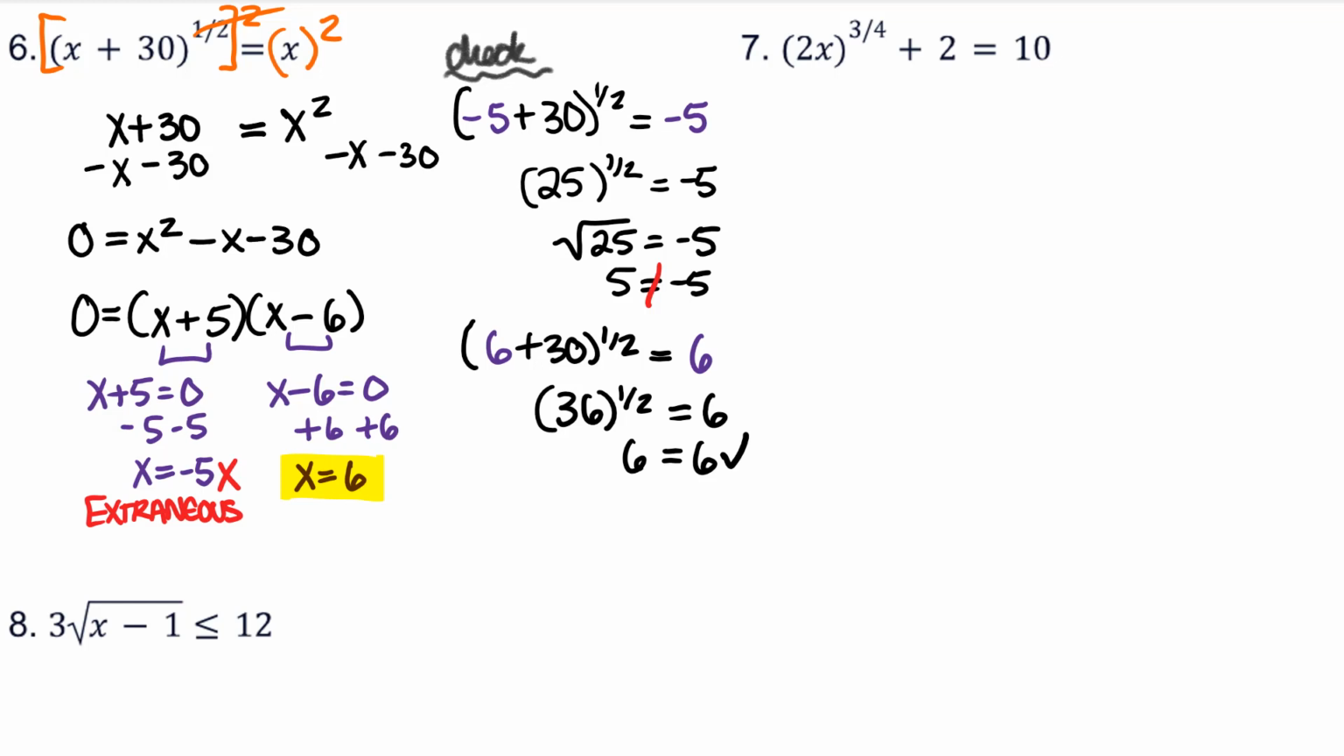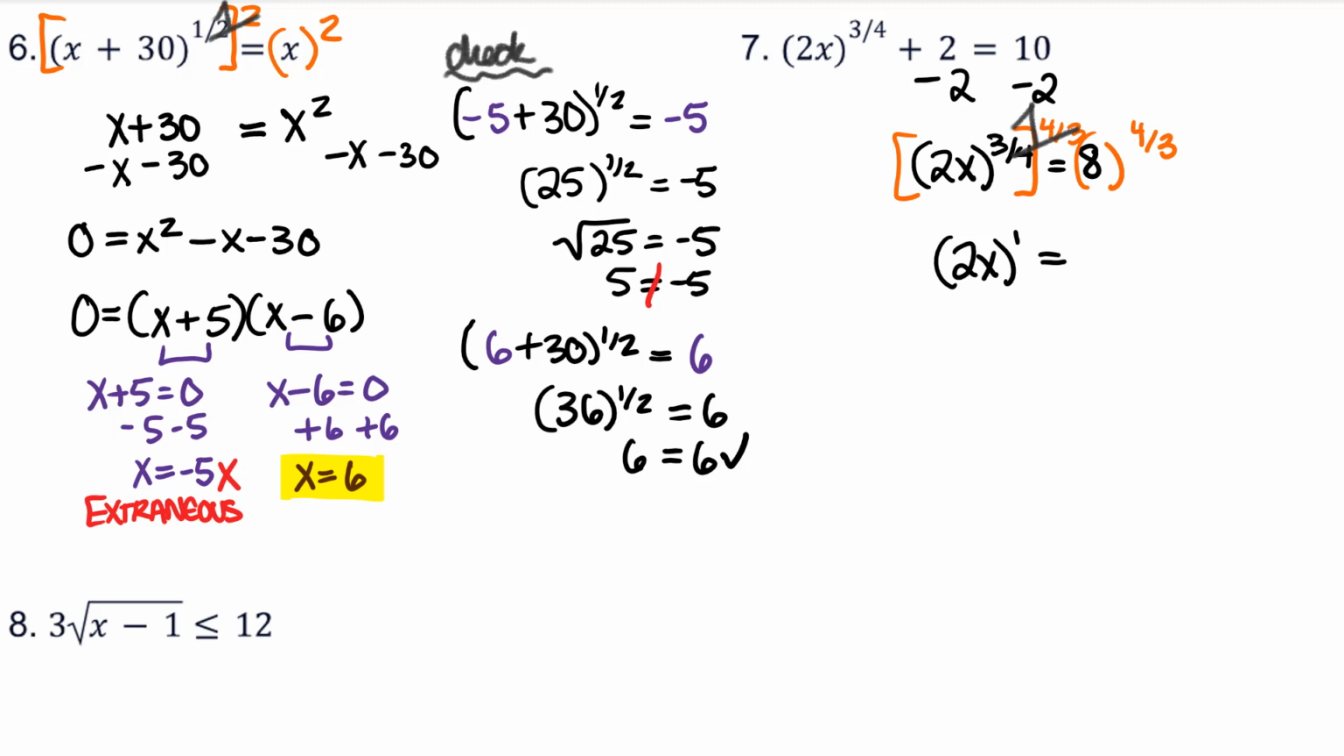For number 7, isolate the radical or the quantity to the rational exponent. Now we want to have 2x to the power of 1, not the power of 3 over 4. So what would multiply by 3 over 4 to get 1? Well, that would be 4 over 3. So we're going to raise both sides of this equation to the power of 4 over 3.